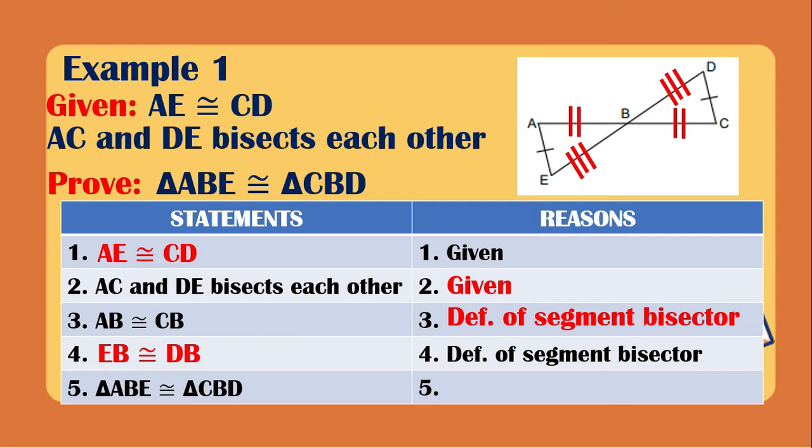Remember, the last statement is always your statement in the proof. I repeat, the last statement is always the statement in your proof. For the reason, you cannot use the word prove. So you need to look at your illustration, what postulate is being used to prove that triangle ABE is congruent to triangle CBD. So we have SSS postulate.